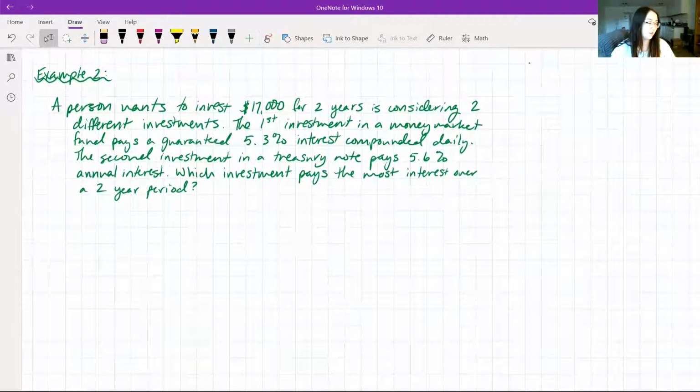All right, so moving on to our second example here. We say a person wants to invest $17,000 for 2 years, and they're considering 2 different investments. The first investment is a money market fund, and it's going to pay a guaranteed 5.3% interest that's going to be compounded daily. Then the second investment is a treasury note, and it will pay 5.6% annual interest. Which investment pays the most interest over a 2-year period?